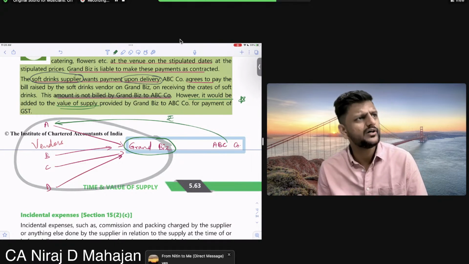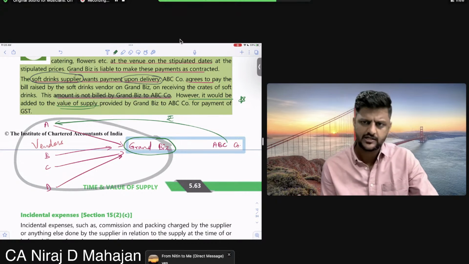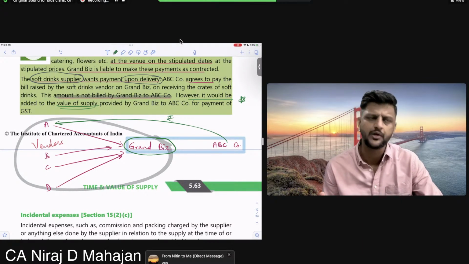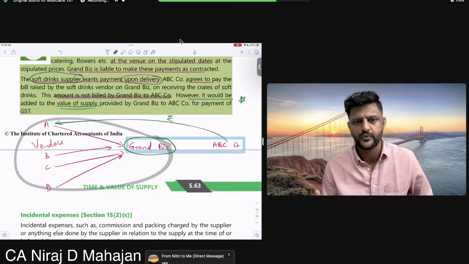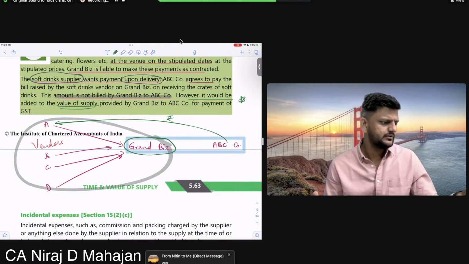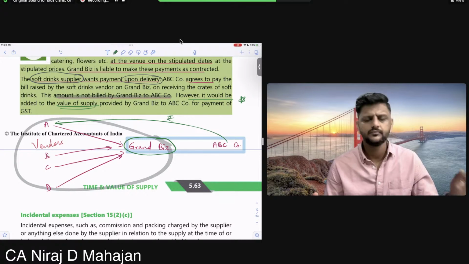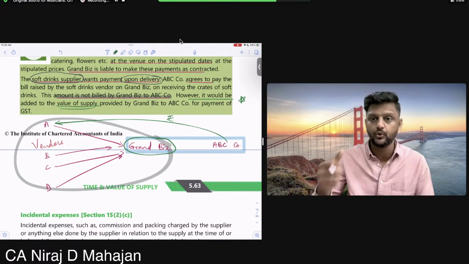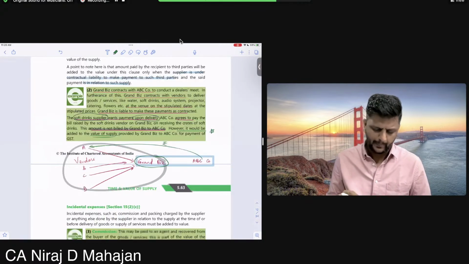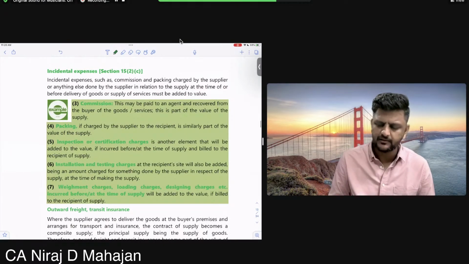So in a way they are covering all the ways through which you can reduce your tax liability or reduce the value of invoice. They are trying to cover all of these ways. Cover means plug the loophole. Okay. Next one, incidental expenses.